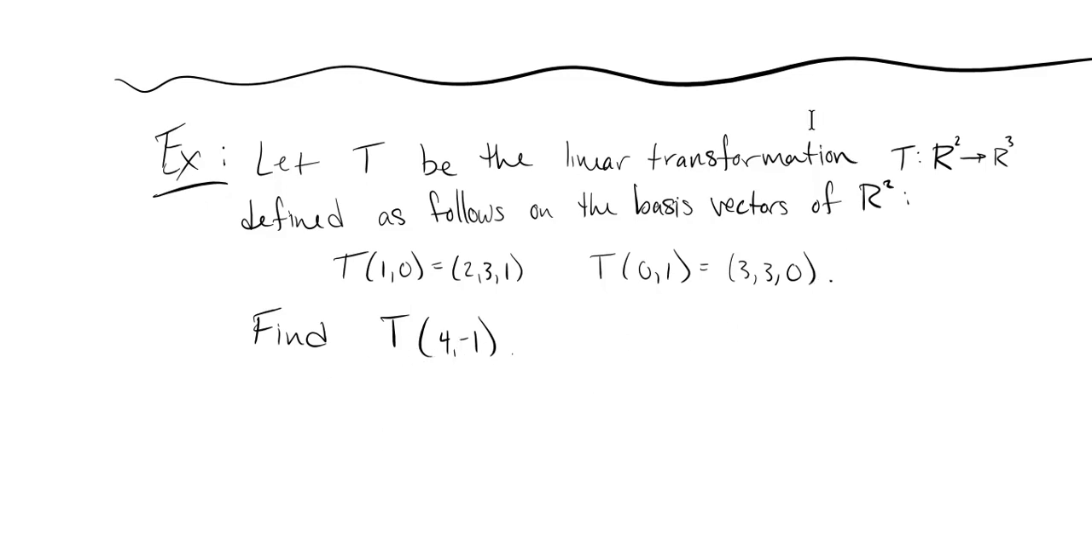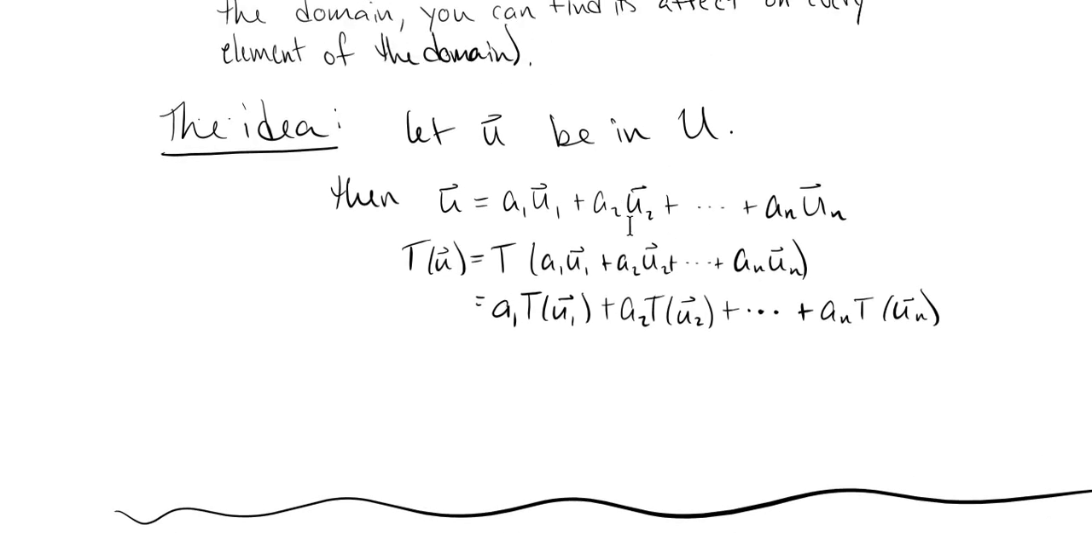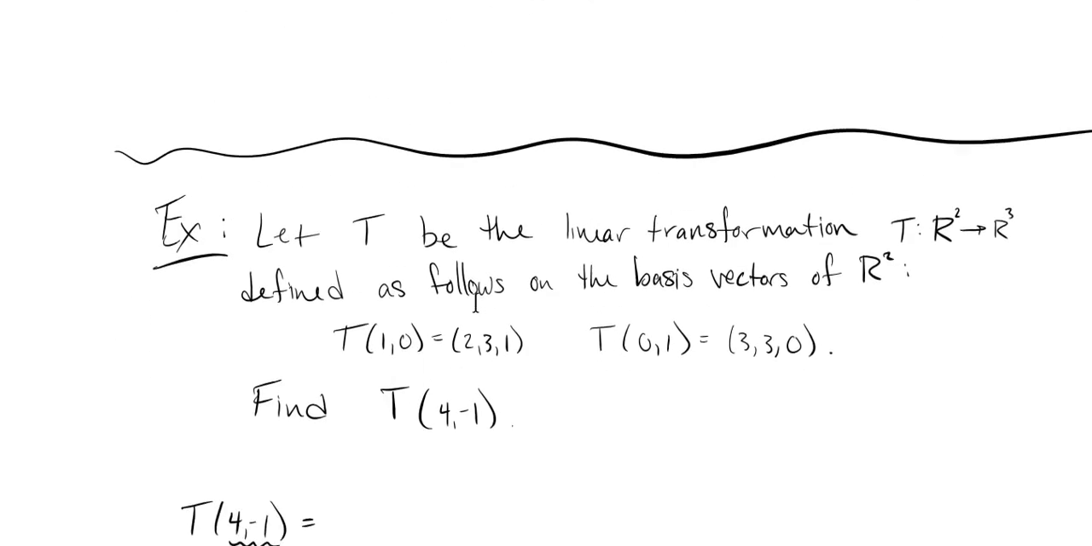Well, this should be super easy, doing the exact same sort of thing we just saw. If I want T of (4, -1), I just need to express (4, -1) in terms of these basis vectors (1, 0) and (0, 1), because I know what the transformation gives me from those basis vectors. Just the same idea up here. Break your pre-image, your point in the domain, up into a linear combination of the basis vectors. You'll get that same set of scalars in that linear combination just applied to the images of your basis vectors when you take T of U.